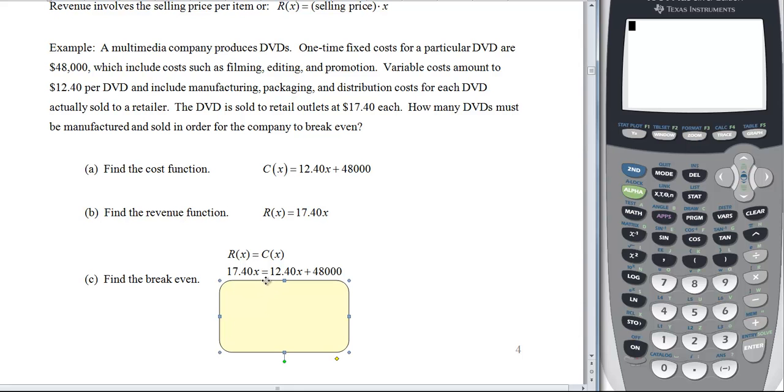So I would subtract $12.40x from both sides and then divide by 5. So x equals 9,600. Now it says how many DVDs must be manufactured and sold in order for the company to break even. They have to manufacture and sell 9,600 DVDs. Notice it didn't ask for anything else in this problem. It didn't ask about revenue. It didn't ask about cost. All it wanted to know is how many DVDs. So when you do word problems, read carefully and answer what they want you to find out.